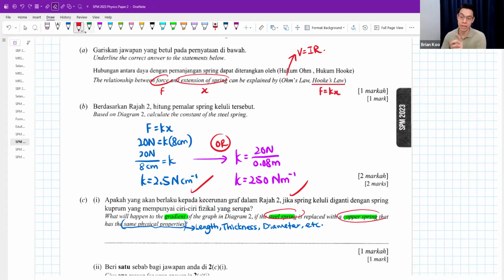I quite like this question because it is actually testing you on two things. Number one, do you know what the gradient represents? Number two, do you know what happens when a steel spring becomes a copper spring? So there are two things that you need to know. The gradient actually represents the K value, the spring constant.